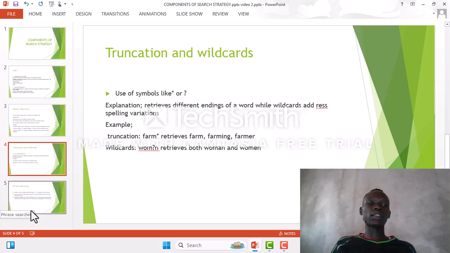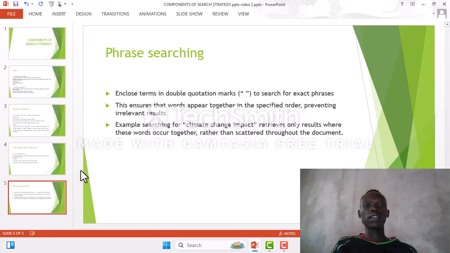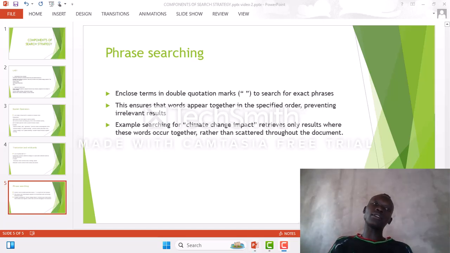So let's go to slide number 5, which is basically our last slide, and it's just phrase searching. Yes, this is last but not least. We actually have 8 components of lab 1 search strategy. So for our learning today, we are stopping in. This is our fifth one, which is phrase searching.